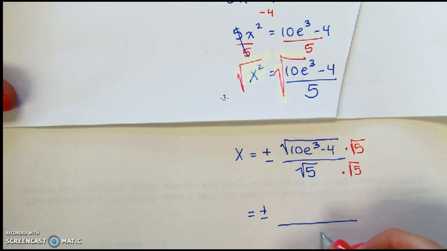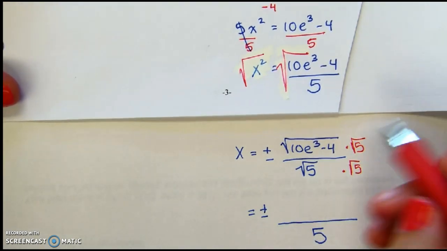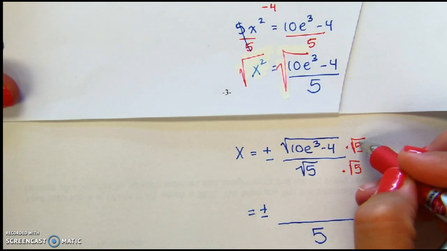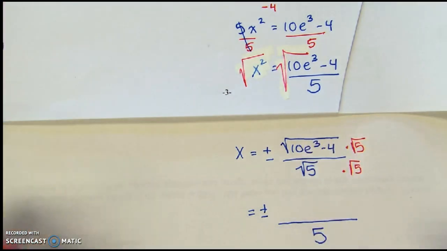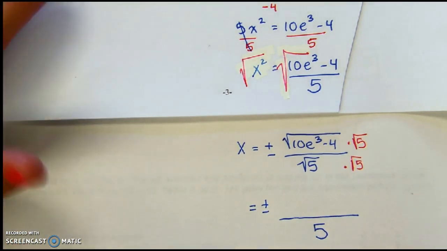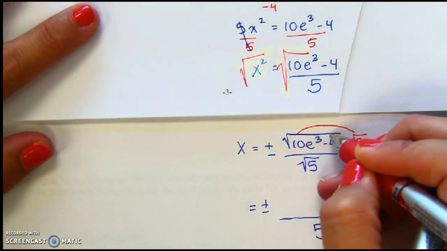Square root 5 times square root 5 is 5. And it's been a while since you've done this, so I'm going to remind you: you can multiply a square root times a square root. You can't add two square roots together unless they're the same, but you can multiply like this.